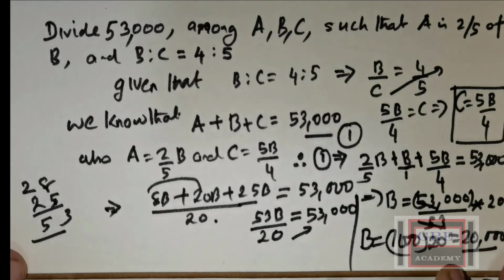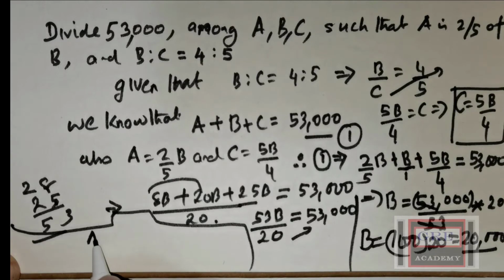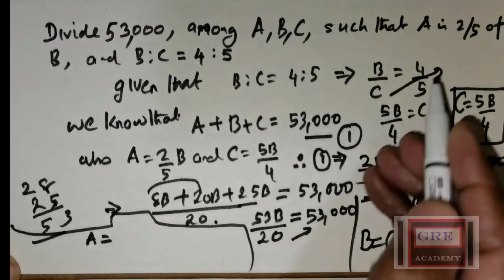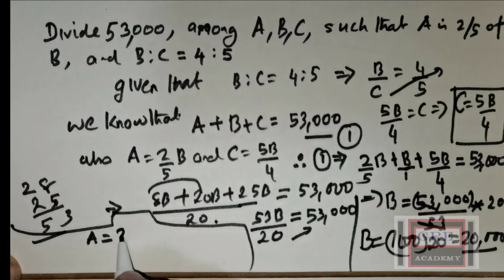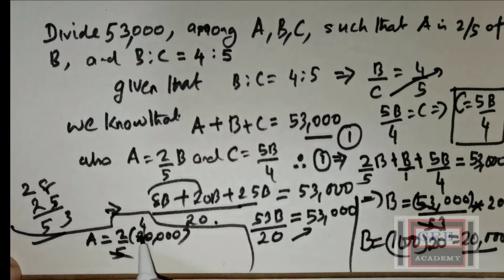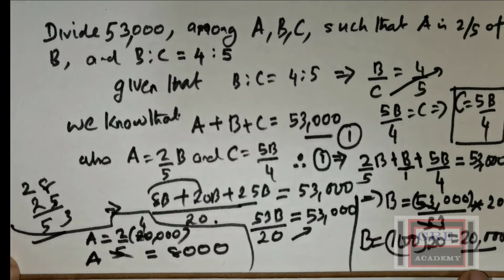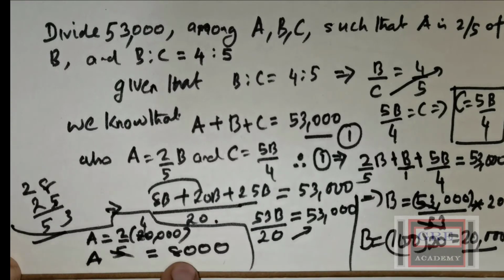Now we need to obtain the value of A, so let me use this space here. Now A is given to be 2/5 of B, so 2/5 of 20,000. 5 divides 20,000 4,000 times, that's 4,000 multiplied by 2. So the value of A is going to be 8,000. This is the value of A. So B is 20,000, A is 8,000.